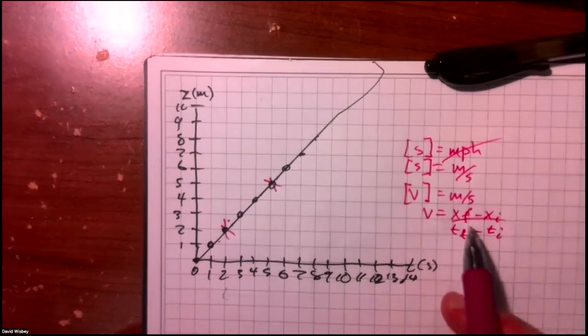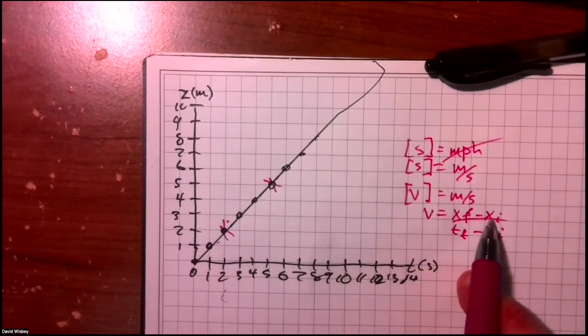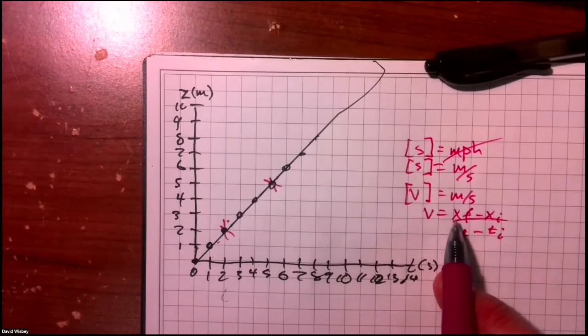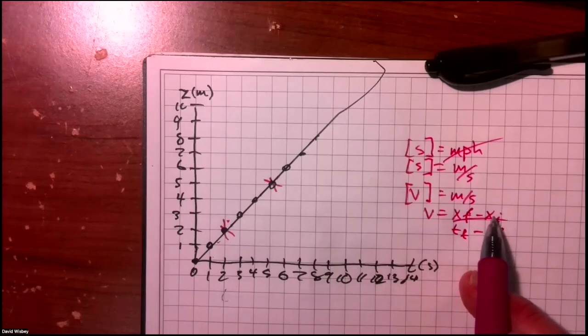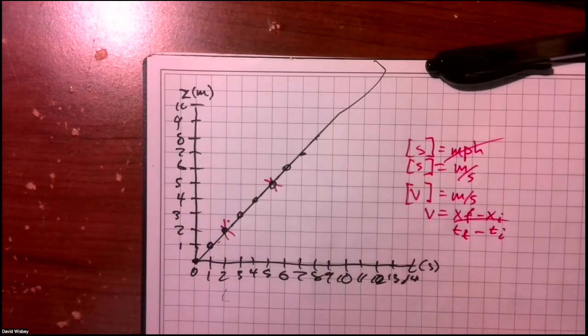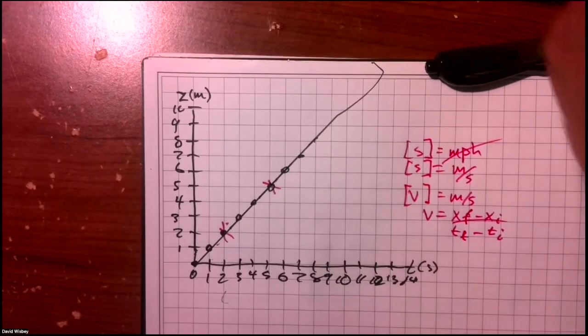Okay, and you want to do final first before initial because that's really important, because the sign is going to tell you what direction it's moving. So let me say that again. You want to put the final position first and subtract the initial position because the sign will tell you what direction it's moving. That's really important. So let's look at our plot here.